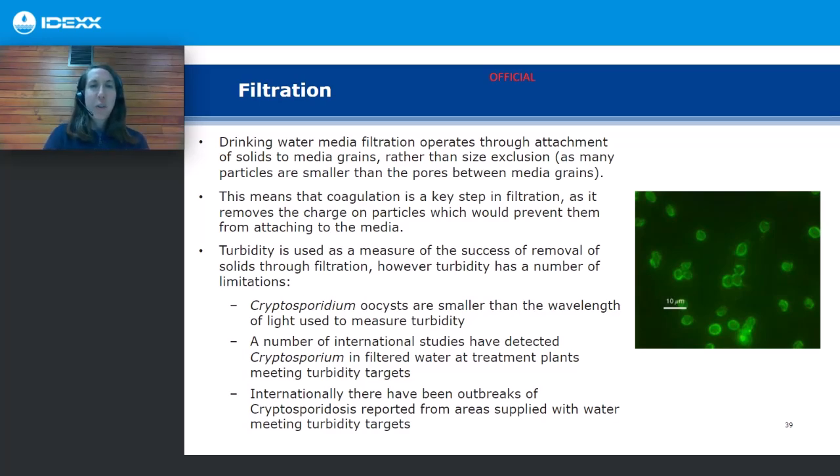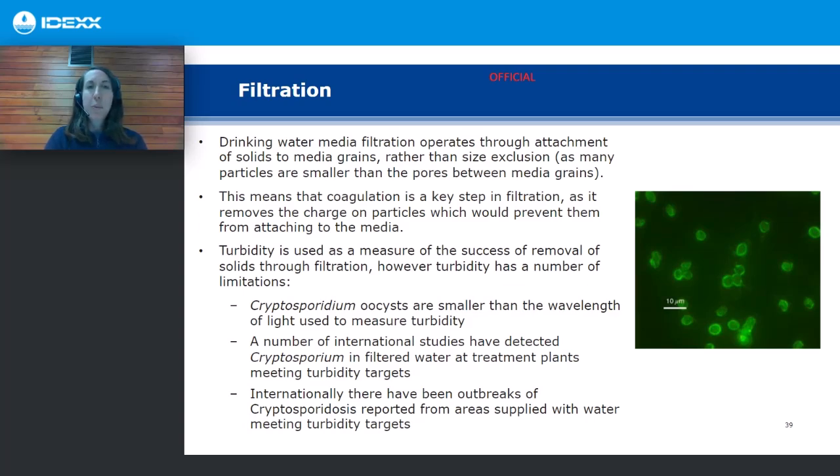Filtration, as many of you probably already know, operates off media grains rather than size exclusion, as many particles are smaller than the pores between media grains. A key step in filtration is coagulation, as it removes the charge on particles which would prevent them from attaching to media. And turbidity is a measure of the success of removal of solids through filtration.